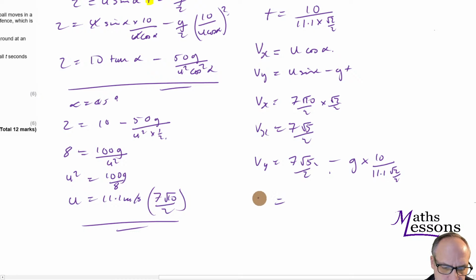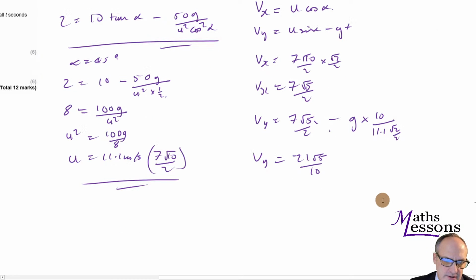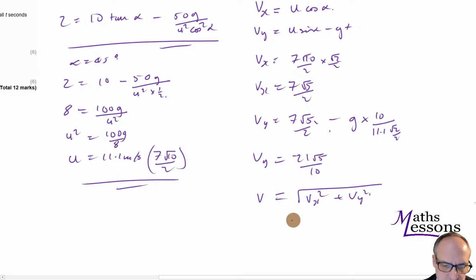So we can simplify all of that to Vy. When you've put that all into your calculator, it comes out as minus 21 root 5 over 10. Therefore, V will equal the square root of our Vx squared plus our Vy squared. When you've put that all into your calculator, you square that, add it to the square of that, you get, I think, the square root of 833 over 10, or 9.1 meters per second to three significant figures.